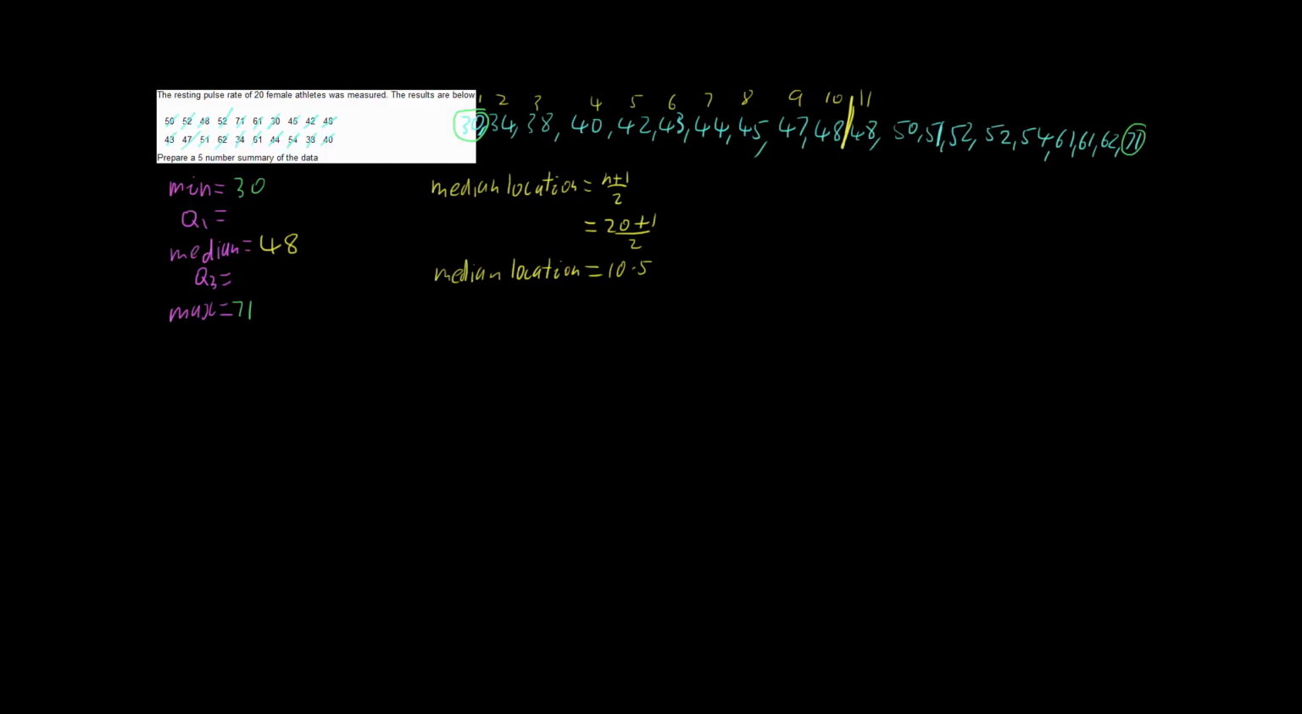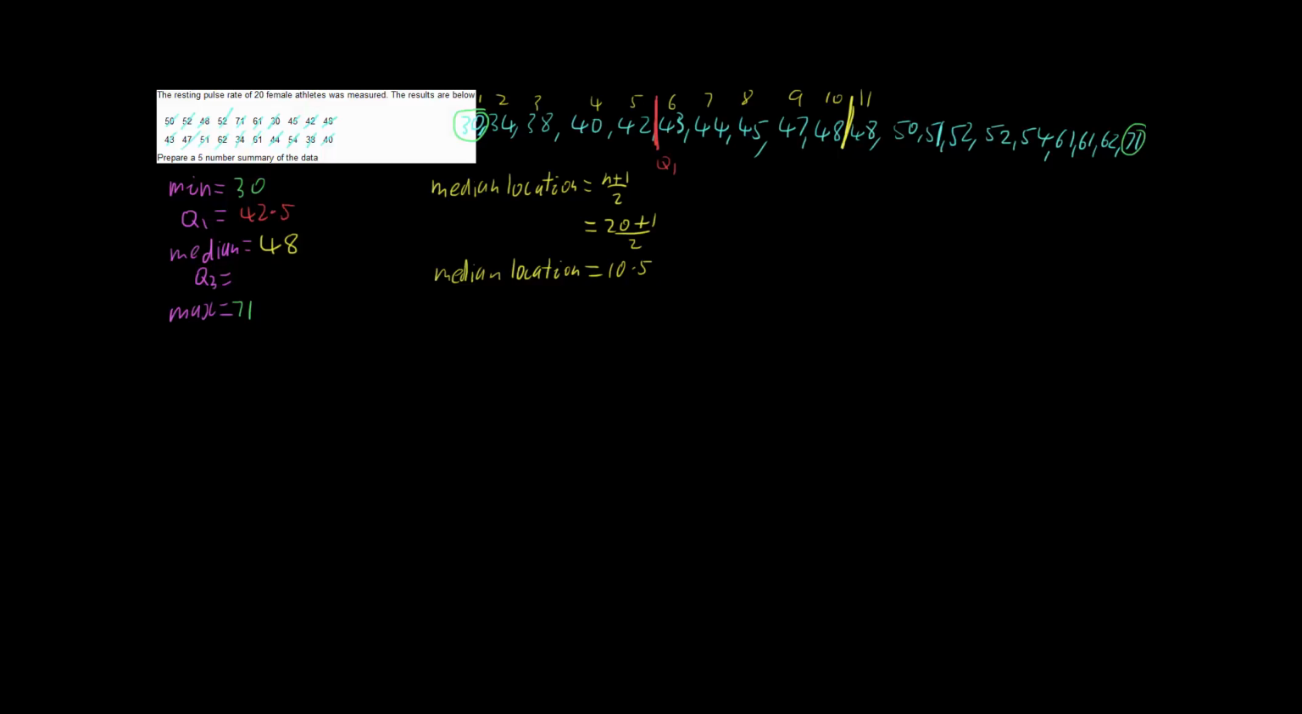So now we want to find our first quartile, and our first quartile is the median of the lower half of the data, or the midpoint of the lower half of the data. Because we have 10, that makes our life nice and easy, because we want halfway, which is between 42 and 43, because we have 5 numbers there. So our first quartile is halfway between 42 and 43, which is 42.5.